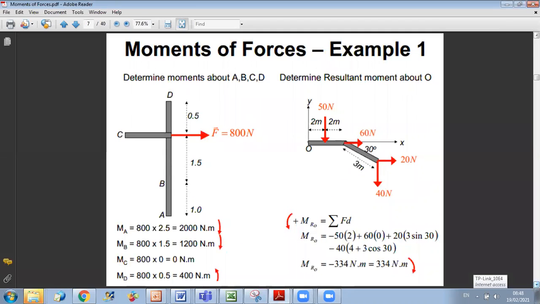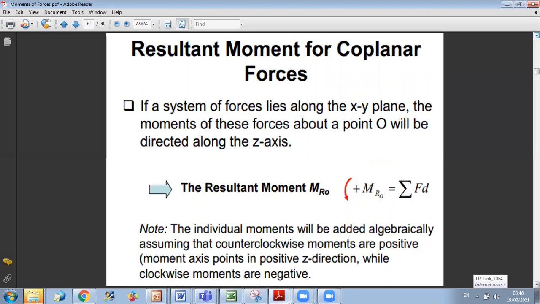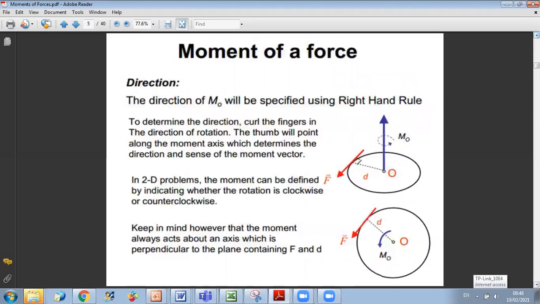Doctor, I just got lost a little bit. How am I going to use the right hand rule when we have the moment around Z? Okay. Yeah, I will repeat. I will do a new figure.